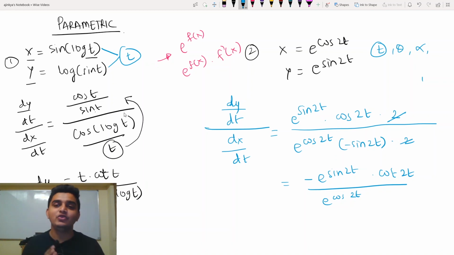So in this way you can solve each and every example regarding your board examinations or JEE examinations with respect to parametric differentiation.